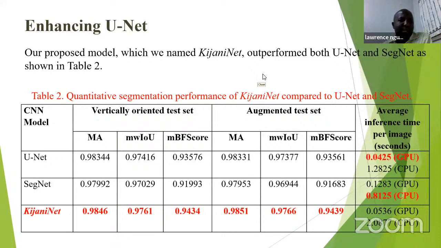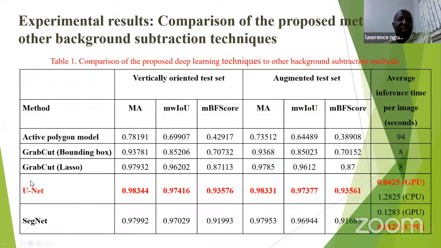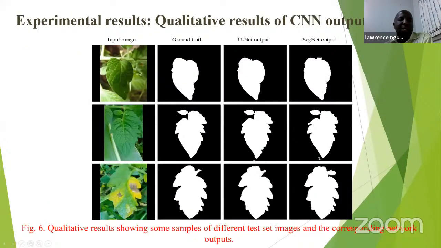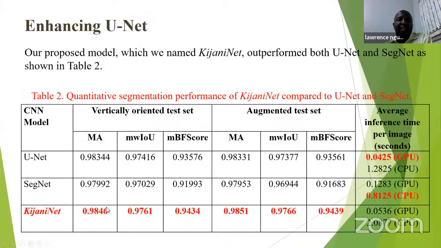There's a question here from Damaris, which are the proposed ones? The proposed one is here, KijaniNet, which was what we proposed for this study. Having determined that the deep learning methods were superior to the previously used methods, we then went ahead and improved on the pre-existing deep learning network to arrive at our own network, which is superior in terms of performance.